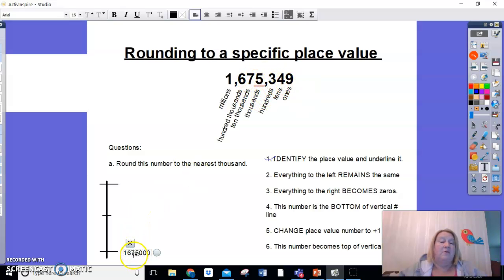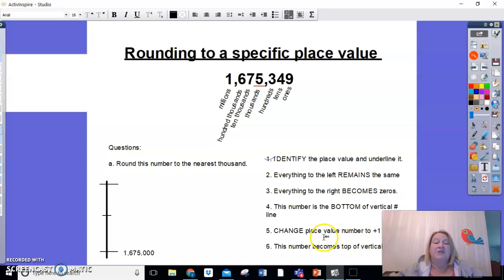So zeros. So now I can put my commas in. 1, 2, 3. I'm counting over, and I'm going to put a comma. And I'm going to go 1, 2, 3, and put another comma. So I have the bottom of my vertical number line, 1,675,000.